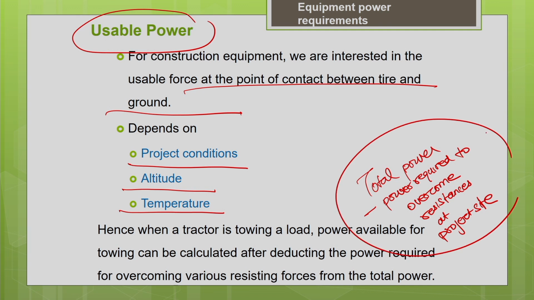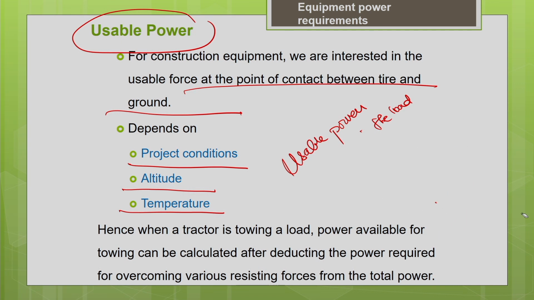So this will give me the actual usable power for towing my load. From the total power, you have to deduct the power needed for overcoming the resistances in your project site condition. After overcoming the resistance in the project site condition, only the remaining power is available for you to do the actual job of towing the load.